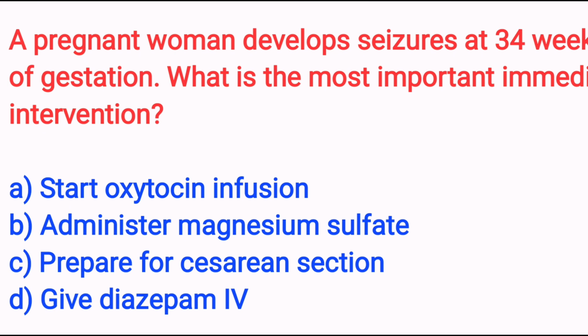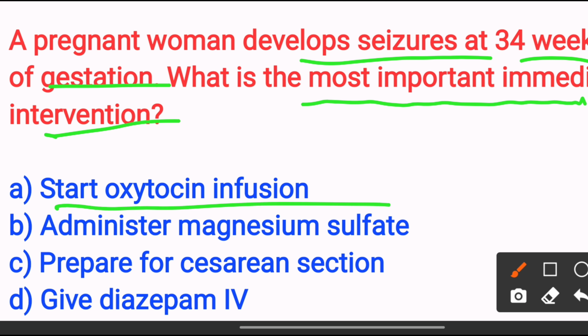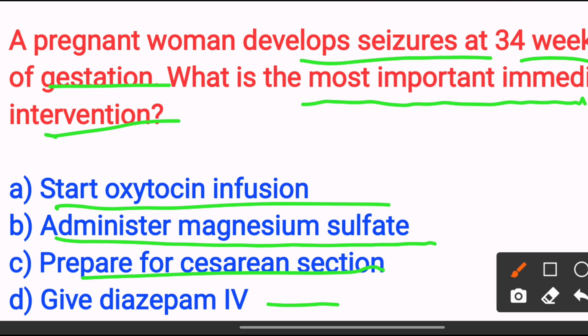A pregnant woman develops seizure at 34 weeks of gestation. What is the most important immediate intervention? Option A, start oxytocin infusion. Option B, administer magnesium sulfate. Option C, prepare for cesarean section. Option D, give diazepam IV. The answer is option B.